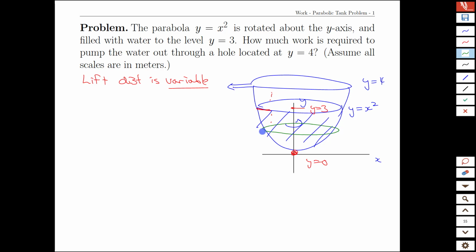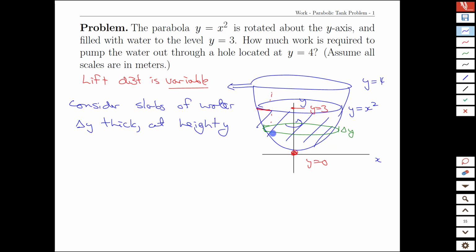We're going to take circular slabs that are, guess what, delta y thick. So we're going to consider slabs of water, delta y thick, and at height y. So imagine a generic slice here, that's y height from the bottom, delta y thick. We'll do a side diagram here to make that a bit more clear. Maybe just focus on this side of the tank. So here's 4. Here's our slab, delta y and height y.